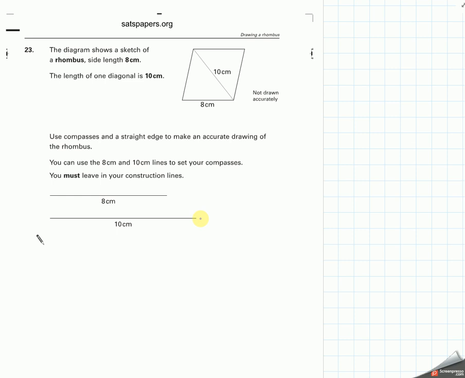You have a choice of two things to get full marks for this. You either use the lines as given, and that's what I'm going to do, or you go away and use the correct measurements. But you cannot do both. Okay? So we're going to do this construction.